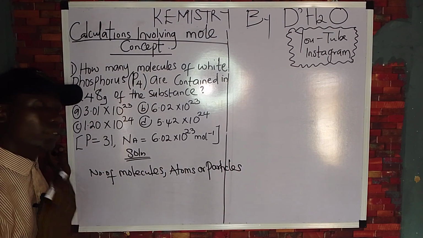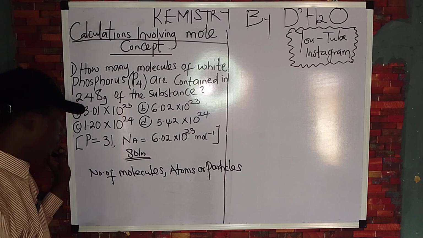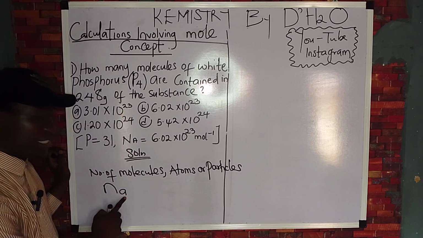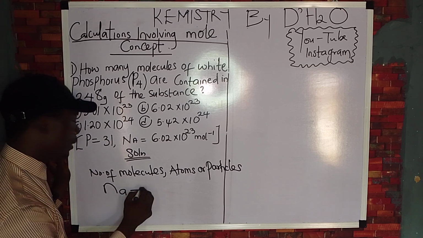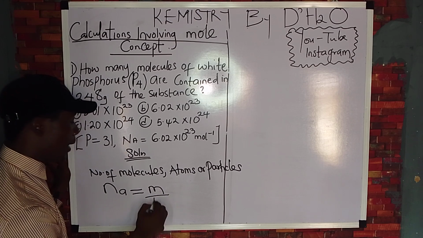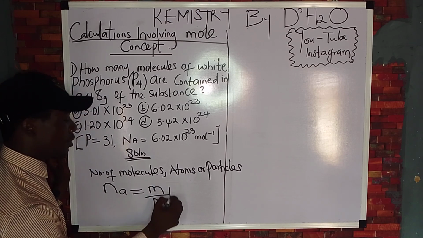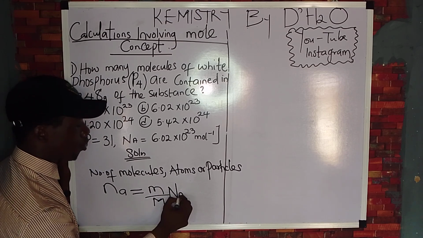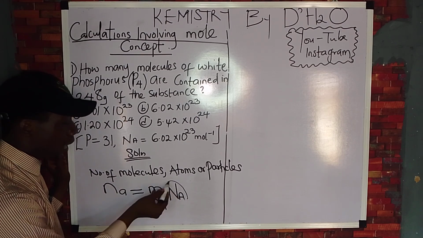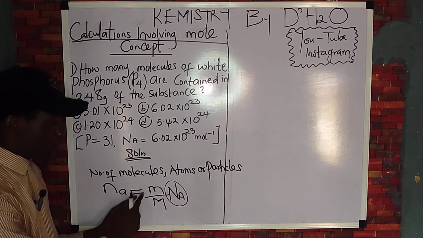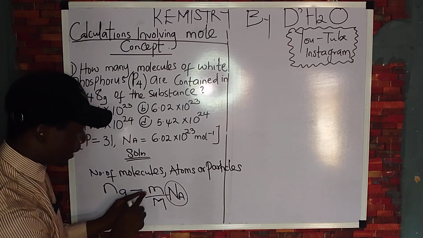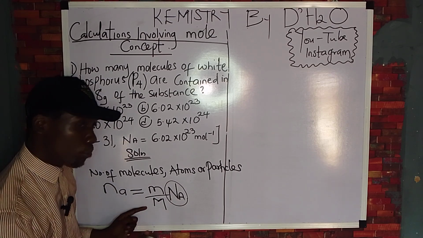And what is the formula? The formula is very easy. The formula is number of atoms, which is Na, small letter, equals reacting mass, small letter, over the molar mass, times your Avogadro's constant, capital letter. Like I told you, this is your Avogadro's constant, this is your mass, this is your molar mass. And again, remember that mass over molar mass signifies number of moles.